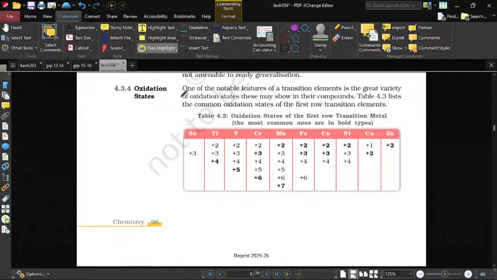Oxidation states. One of the notable features of transition elements is the great variety of oxidation states. These may show in their compounds. Table 4.3 lists the common oxidation states of the first row elements. The most common ones are in bold.